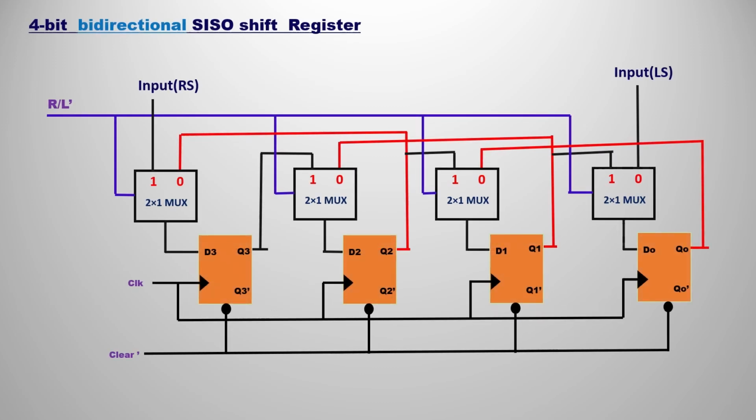So we have something called the 4-bit bidirectional SISO shift register. With the help of a single circuit, we can perform both the left shift and right shift. You can see over there we have two inputs. The left one is input RS, meaning right shift. The right one is input LS, meaning left shift. And we have the enable line, that is R/L. So you can have the right shift or left shift according to your inputs.